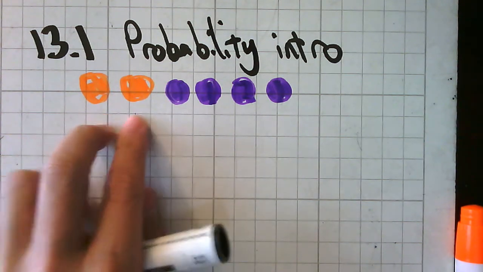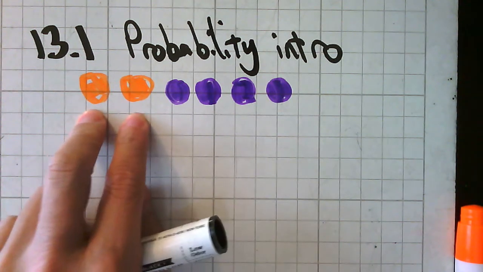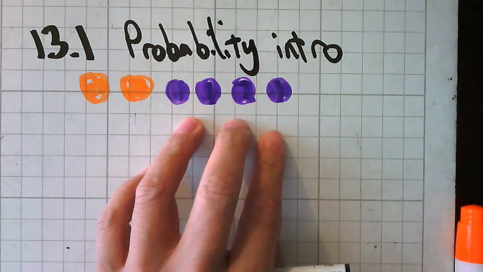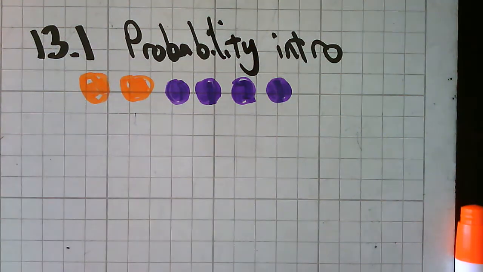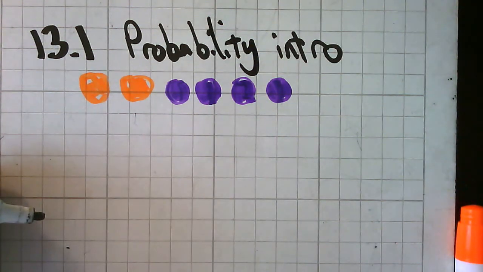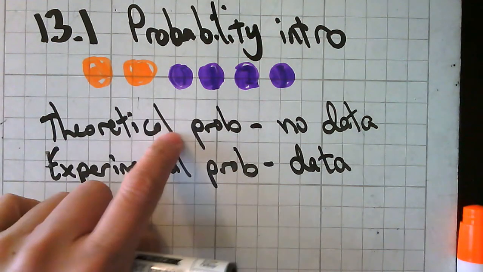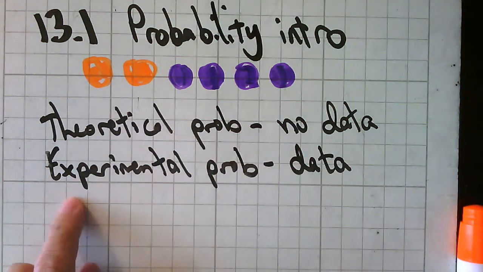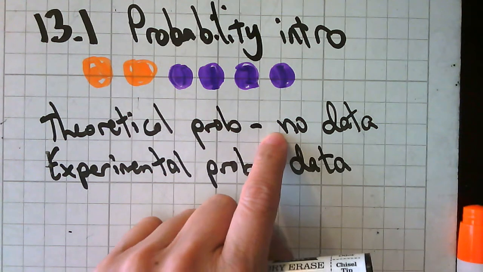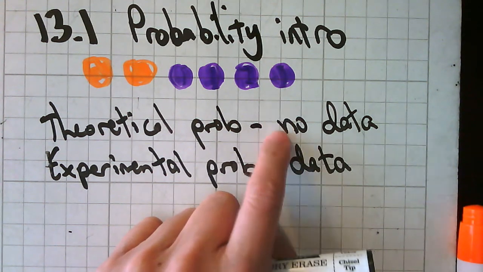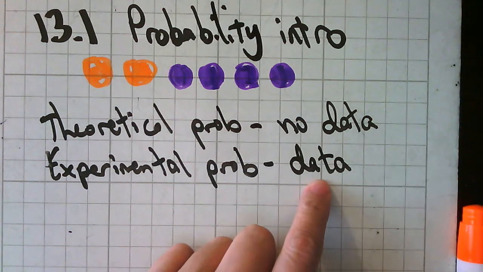Okay, so let's take a look. Let's call these marbles. I have two orange ones and four purple ones. Okay, so we're going to look at two different types of probabilities. So let's go over the two types. Here's the two types that we talked about. Theoretical probability, here's the main difference, and experimental probability. The main difference is in theoretical probability, you're not looking at the data. So you don't care what data you have, whereas in experimental probability, you're only looking at the data.